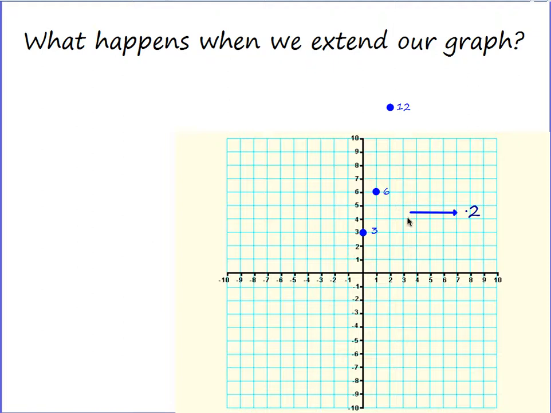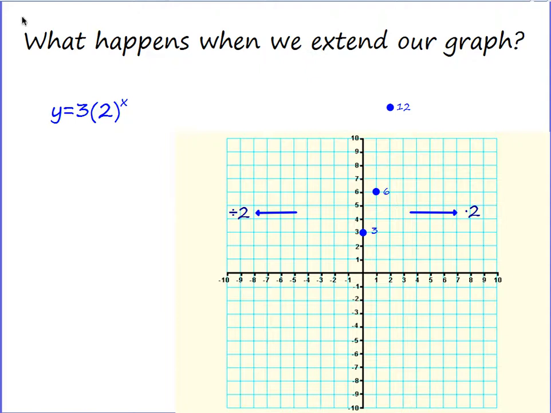Like I said, moving from left to right, we multiply by 2. Wouldn't that mean that if I go in the opposite direction, I divide by 2? Look at going from 12 to 6 and from 6 to 3. Moving in the opposite direction, we're dividing by 2. That can help me continue or extend my graph to the left.